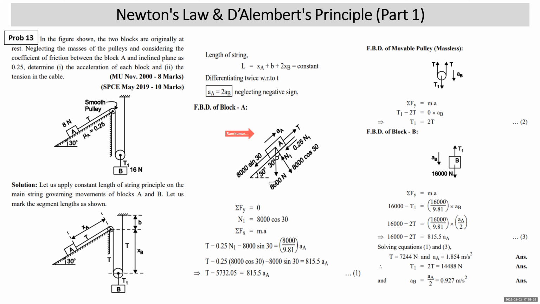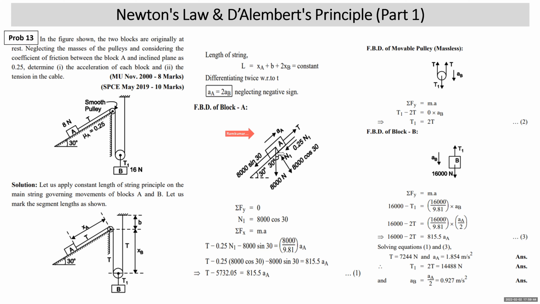What is the weight of the block? 8,000 Newton, right? This is written by mistake. It is written 8 Newton. It is not 8 Newton. Actually, it is 8 kilonewton, and the other block is 16 kilonewton. So this is a printing error. All right. Since it is 8 kilonewton, this will be 8,000 Newton.